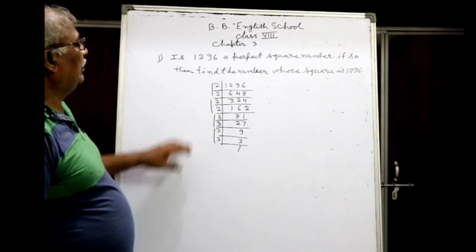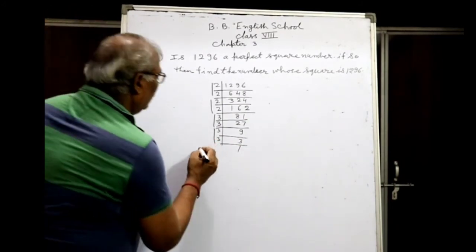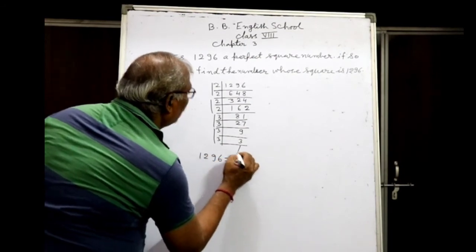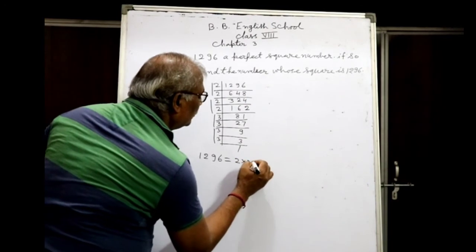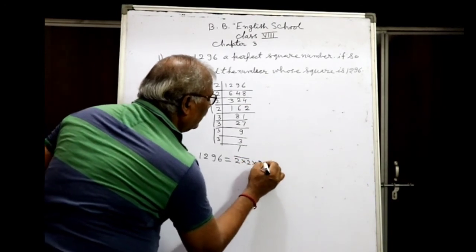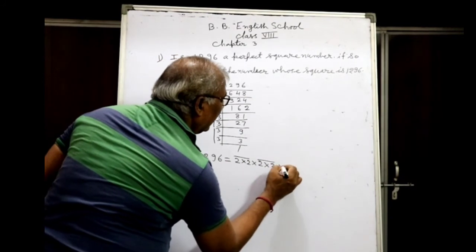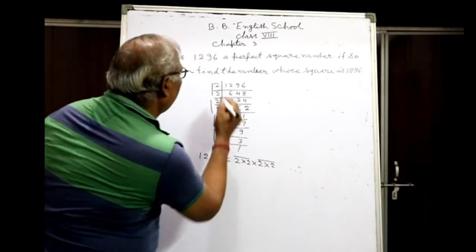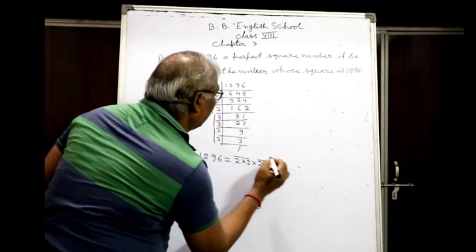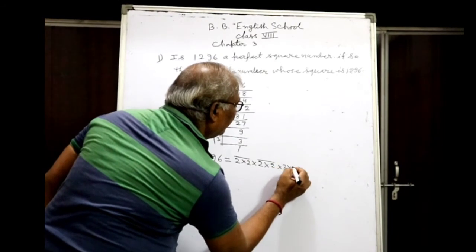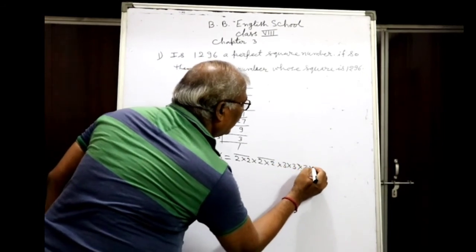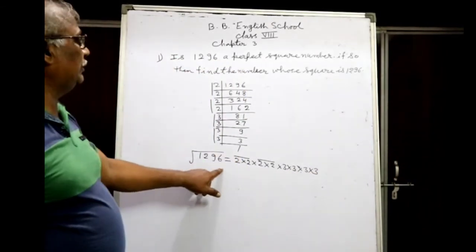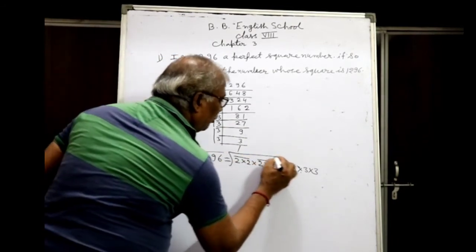We get pairs. 1296 is equal to 2 into 2, again 2 into 2, again 2 into 2, and next 3 into 3, and again 3 into 3. This is the symbol of square root.